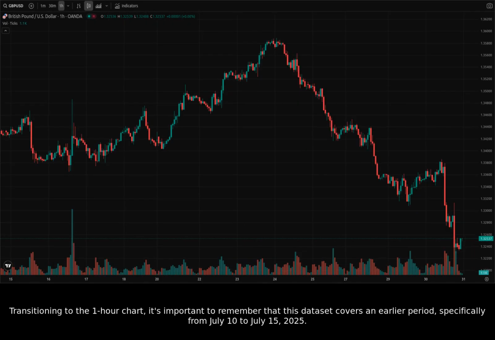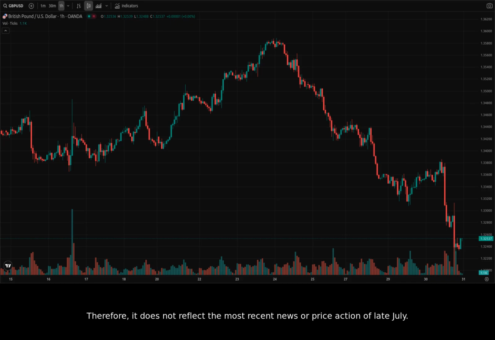Transitioning to the 1-hour chart, it's important to remember that this dataset covers an earlier period, specifically from July 10th to July 15th, 2025. Therefore, it does not reflect the most recent news or price action of late July. However, it still provides valuable insights into how intraday trends can develop and what to look for.